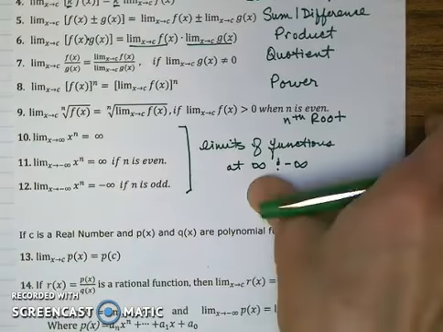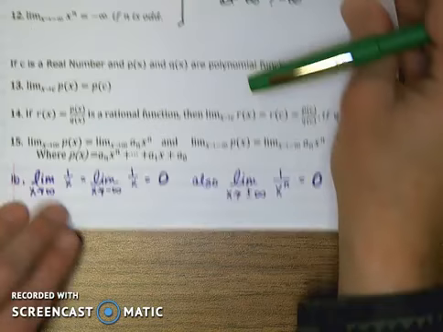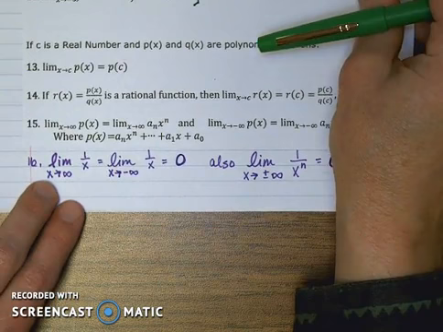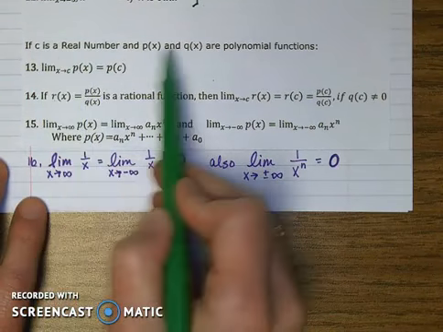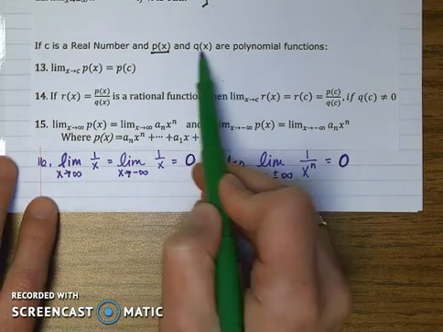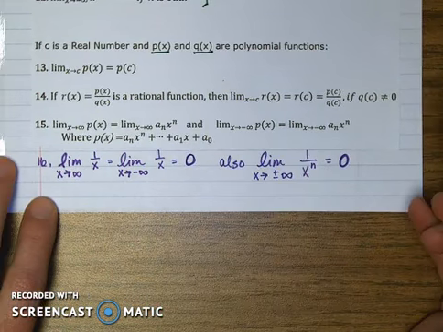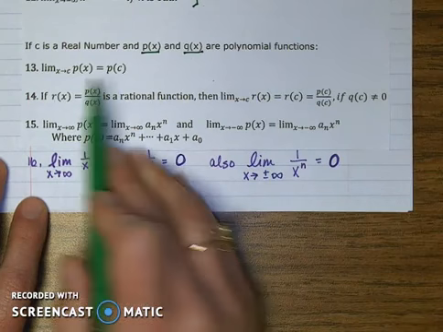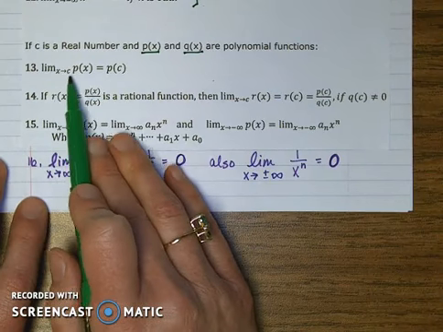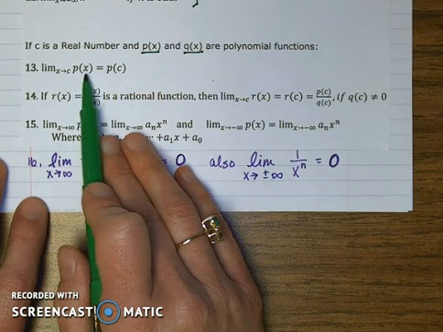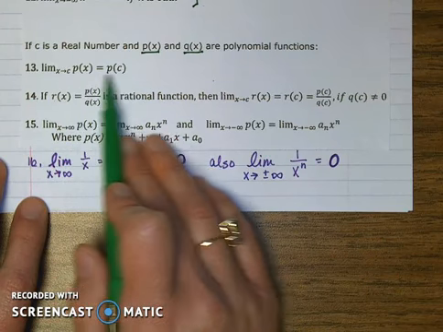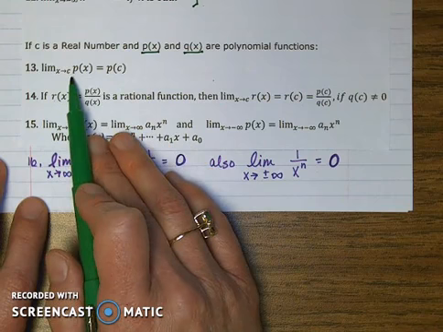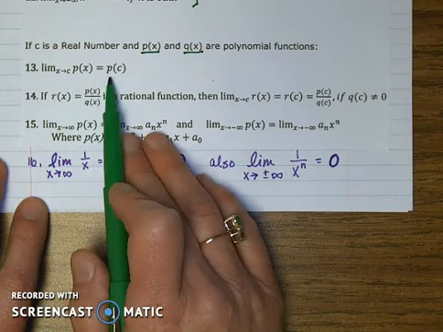I'm going to scoot this up a little bit. Now we're also going to talk about polynomial functions. If c again is a real number and p(x) and q(x) are polynomial functions, then the limit as x approaches c of the polynomial function is just that function at c. You notice you just plug in that value. That's kind of what you've been doing on some of your problems, but this is the theoretical explanation.